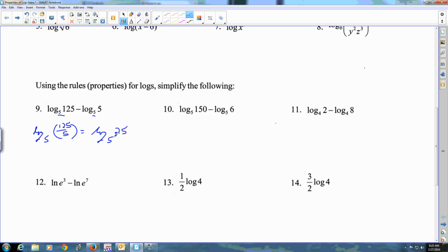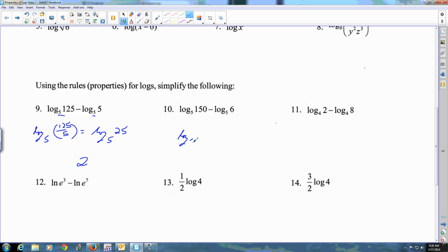And I'm hoping that you guys can start to look at these and go, oh, I recognize what the answer is for that. 5 to what power is 25? Or you could pronounce it this way. What is the exponent on 5 that gives you 25? Oh, 2.